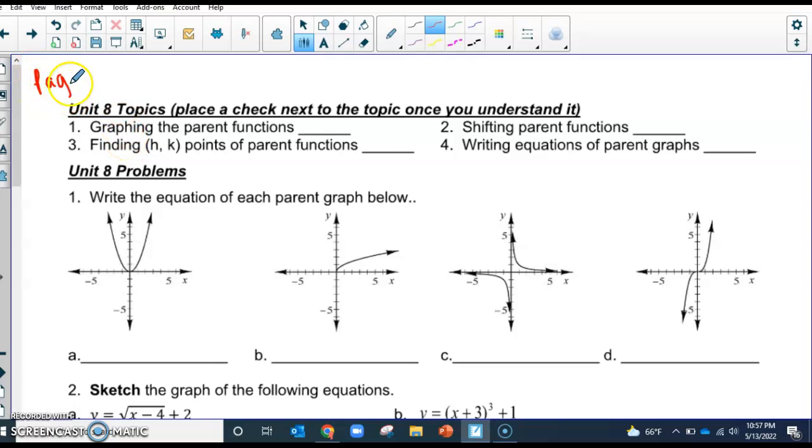Hey guys, this is our final review, pages 10 and 11.